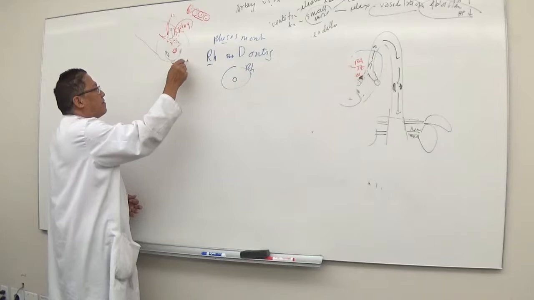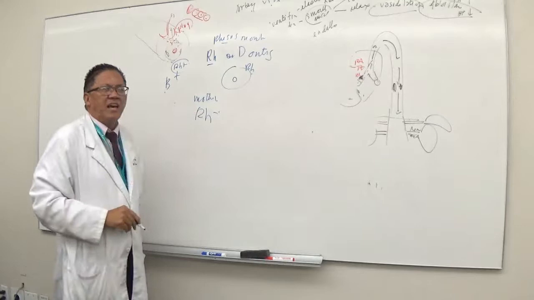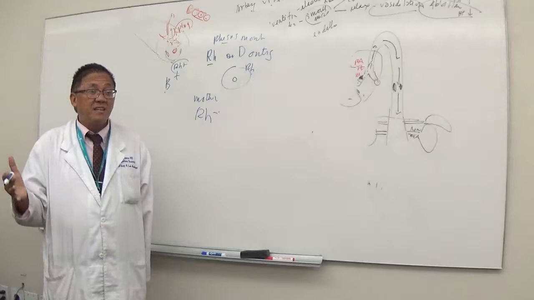So where is the problem here? Very important. The mother is Rh negative. What does that mean? Rh negative, she does not have the antigen, which means she also does not have the antibodies. Negative for antigen, negative for antibodies.